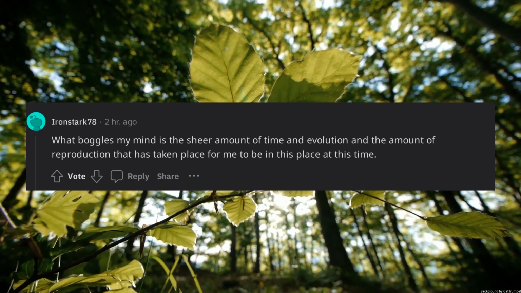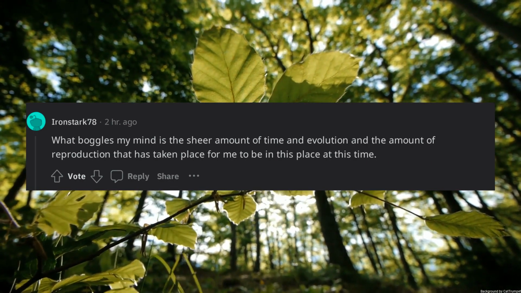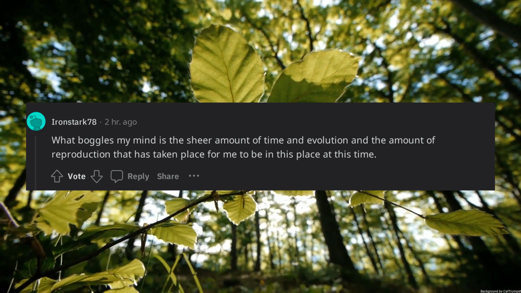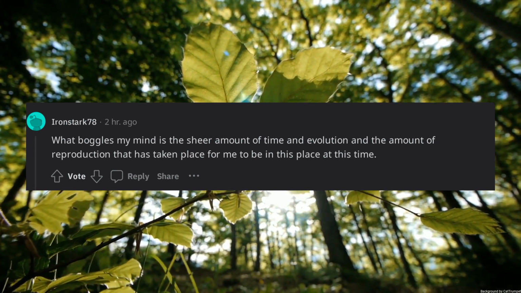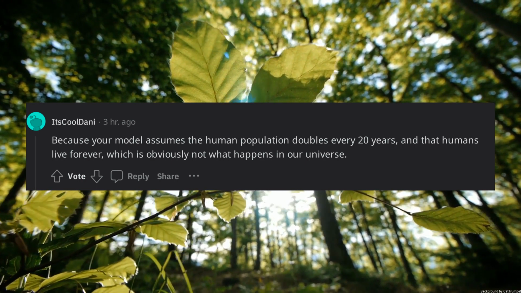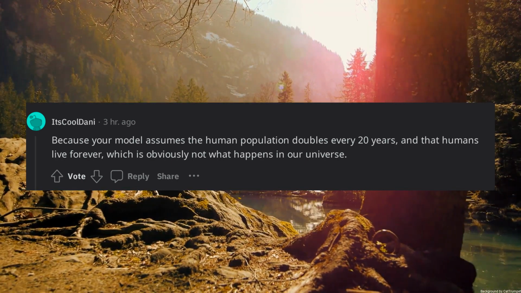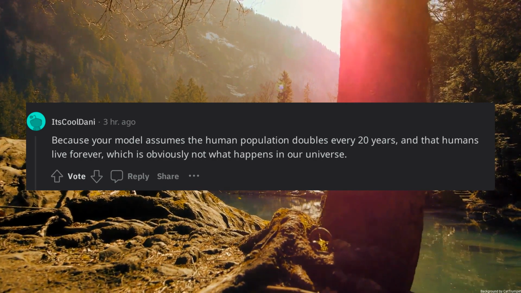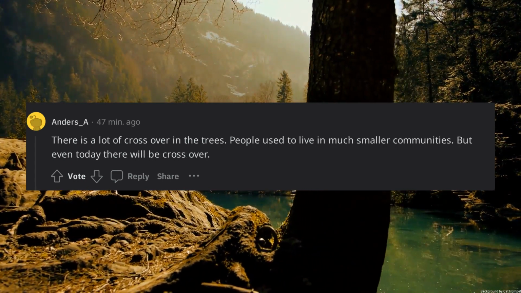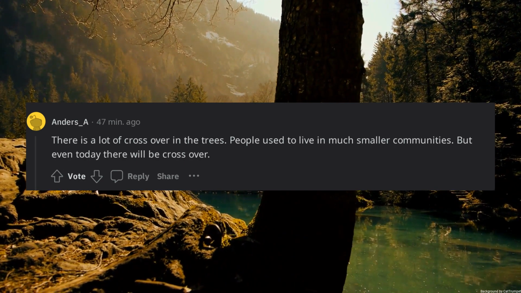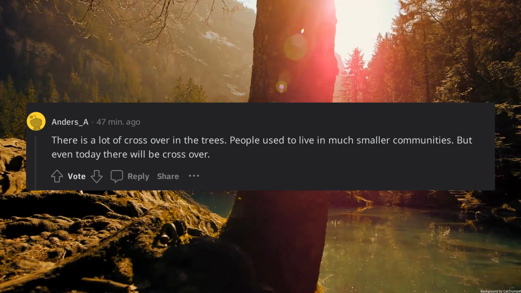What boggles my mind is the sheer amount of time and evolution and the amount of reproduction that has taken place for me to be in this place at this time. Because your model assumes the human population doubles every 20 years, and that humans live forever, which is obviously not what happens in our universe. There is a lot of crossover in the trees. People used to live in much smaller communities. But even today there will be crossover.